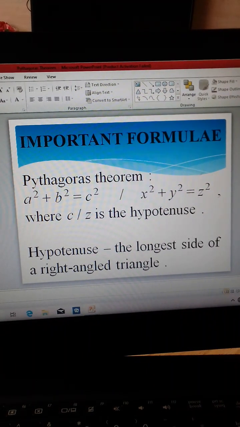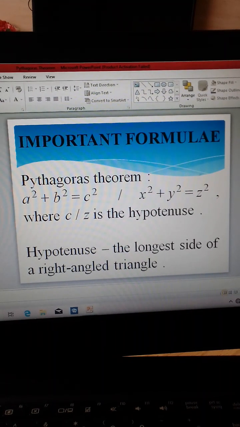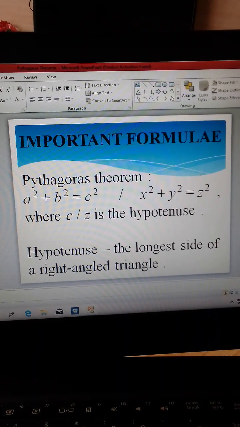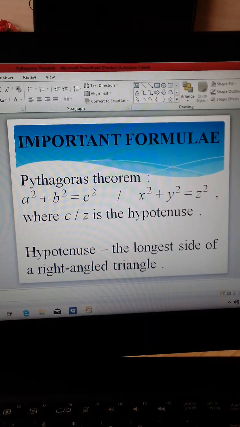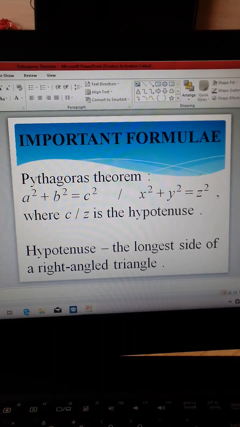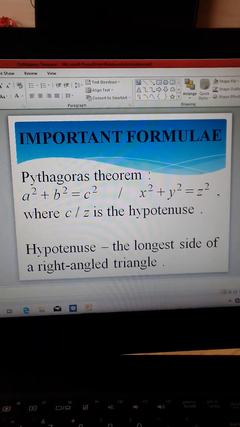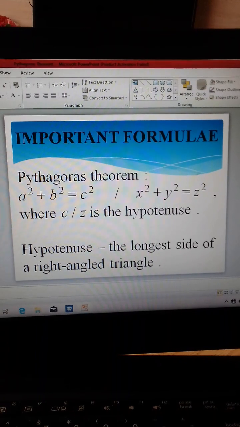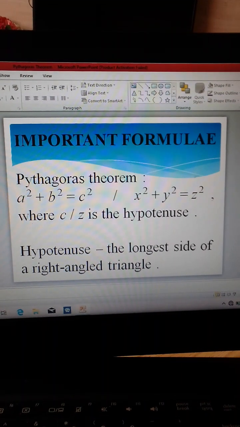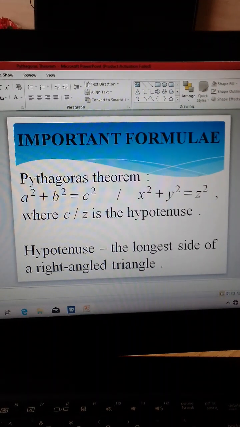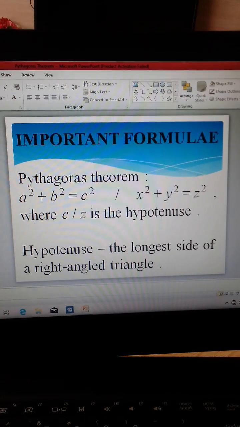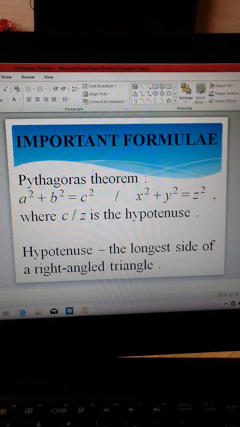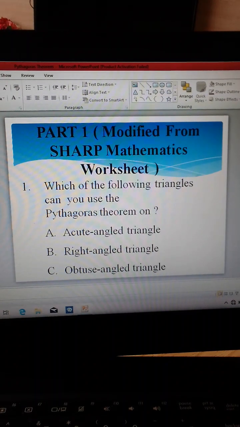So the important formula that you need to remember, the Pythagoras theorem, is a squared plus b squared is equal to c squared, or x squared plus y squared is equal to z squared, where either c or z represent the hypotenuse. The hypotenuse is the longest side of a right-angled triangle, and it is always opposite the right angle. What you need to remember is that we always use the Pythagoras theorem on right-angled triangles. Okay, so please take that down.